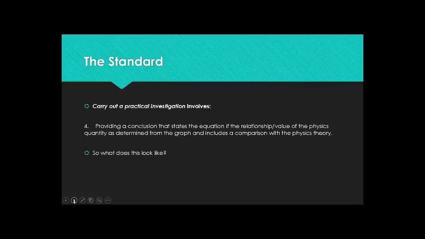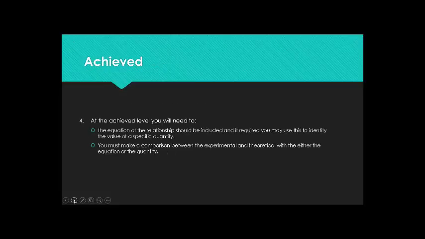So if you're just looking at the achieved level, the last thing you need to do is provide a conclusion that states the equation or the value of the physics quantity determined from the graph, and include a comparison with the physics theory. Now this is the bit that's probably new for 3.1. So your equation this time is going to include some reference to either the equation that suits your straight line, or you may be using your graph to identify a specific quantity. I don't know, maybe the value of G or some other value.